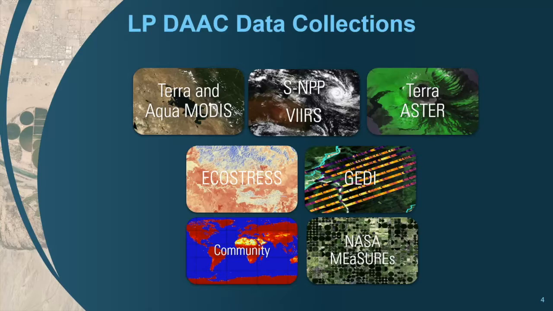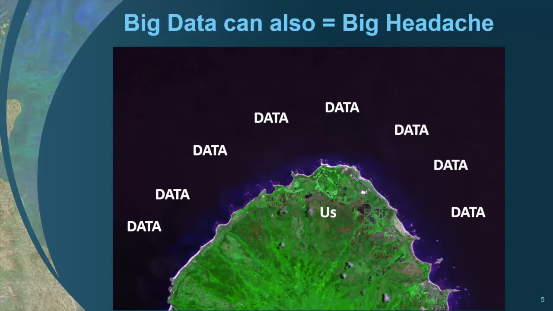Finally, we have MEaSUREs and community products, which are products produced by NASA-funded PIs and community-submitted products. The amount of ecologically relevant data available provides some incredible opportunities for you all to do groundbreaking research and novel applications of the data, but it can also be overwhelming and challenging to work with not only the amount of different data sets available, but also the total volume of the data, making it feel like you are drowning in a sea of data.